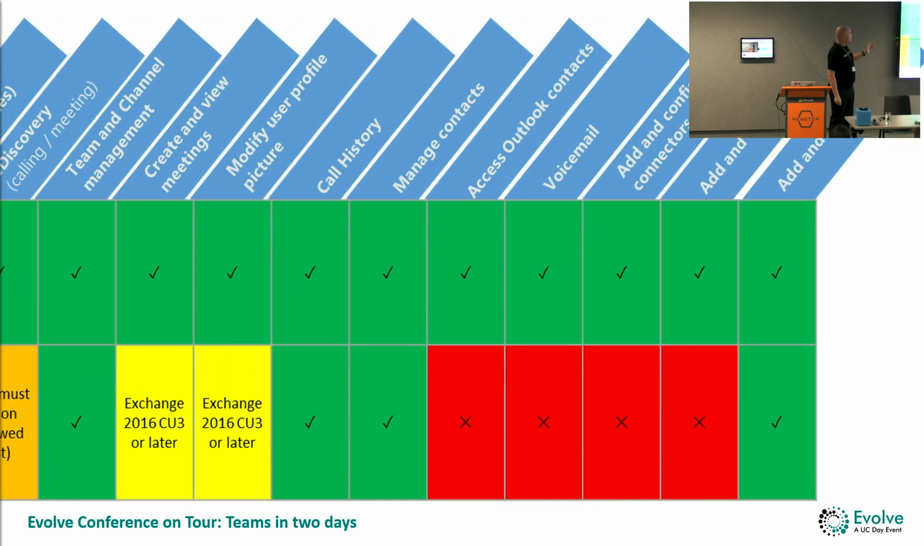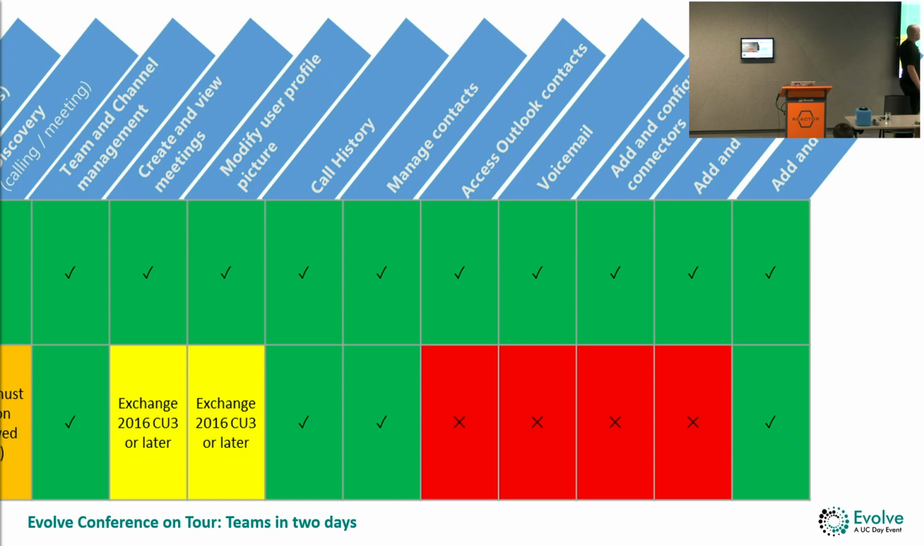On the right-hand side, though, we will never be able to get everything up and running. So if we want to be able to access on-premises contacts, then we'll need to move the mailbox online. If you're using things like the Azure cloud voicemail services, again, the mailbox needs to be in the cloud. And functionality that many people might find very essential, being able to add and configure tabs to your chats, being able to add and configure connectors, you need to move the mailbox into the cloud.